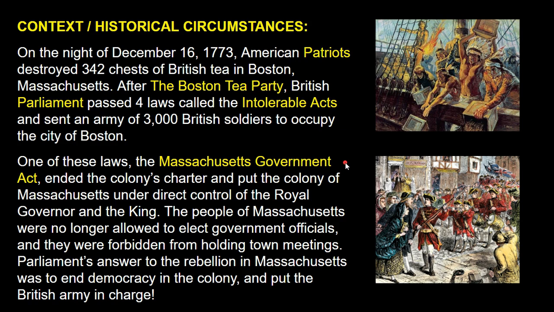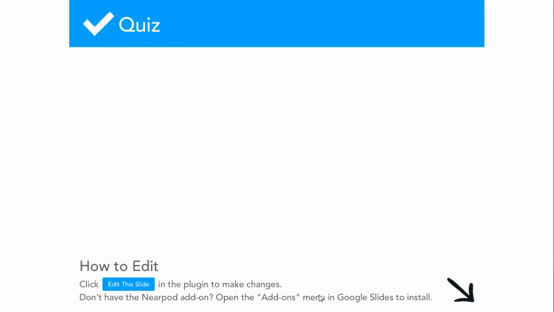One of these laws, the Massachusetts Government Act, ended the colony's charter and put the colony of Massachusetts under direct control of the royal governor and the king. The people of Massachusetts were no longer allowed to elect government officials, and they were forbidden from holding town meetings. Parliament's answer to the rebellion in Massachusetts was to end democracy in the colony and put the British Army in charge. So you want to pause here and answer your questions on the next slide.